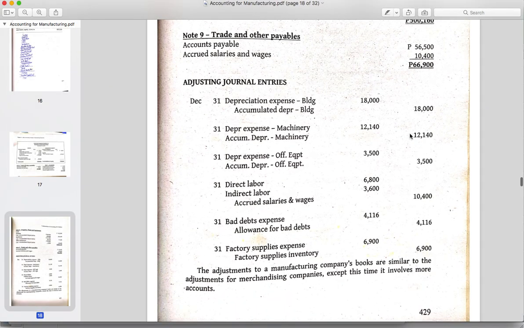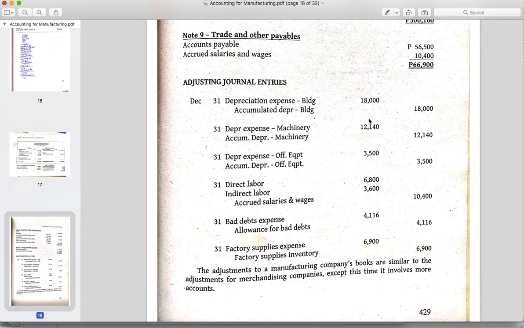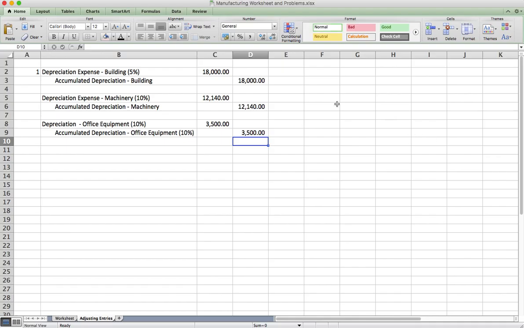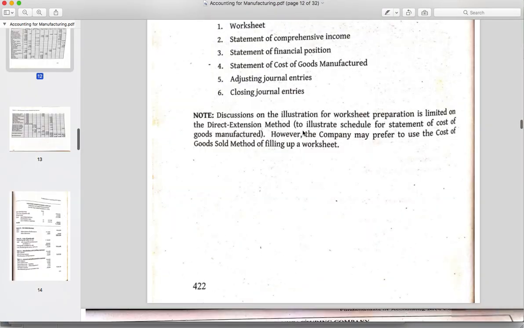Okay, so depreciation expense building 18,000, correct? 12,140 and then 3,500. So tama naman yung adjusting entries natin. Okay, what else? Ano pa yung mga adjusting entries daw?